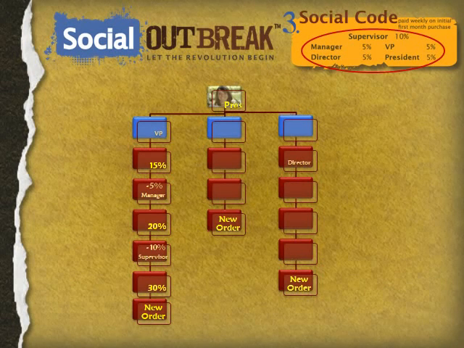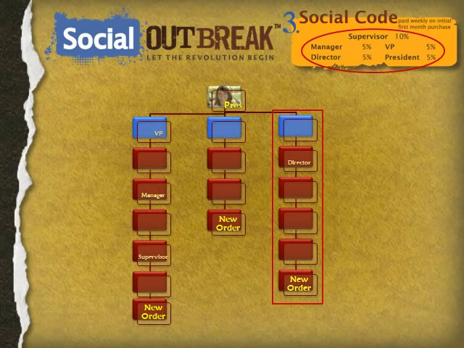Now, next we come to a vice president, who would normally earn 5%, but because there was no director between the manager and the VP, this VP will also earn that 5% for the director, a total of a 10% payout, and that leaves a balance of 5% available, and because you are president, you earn 5%.